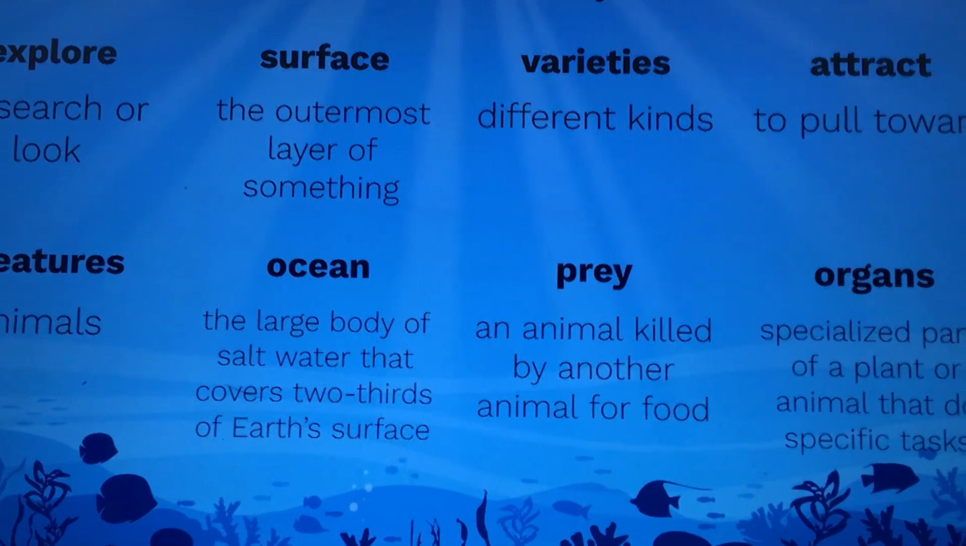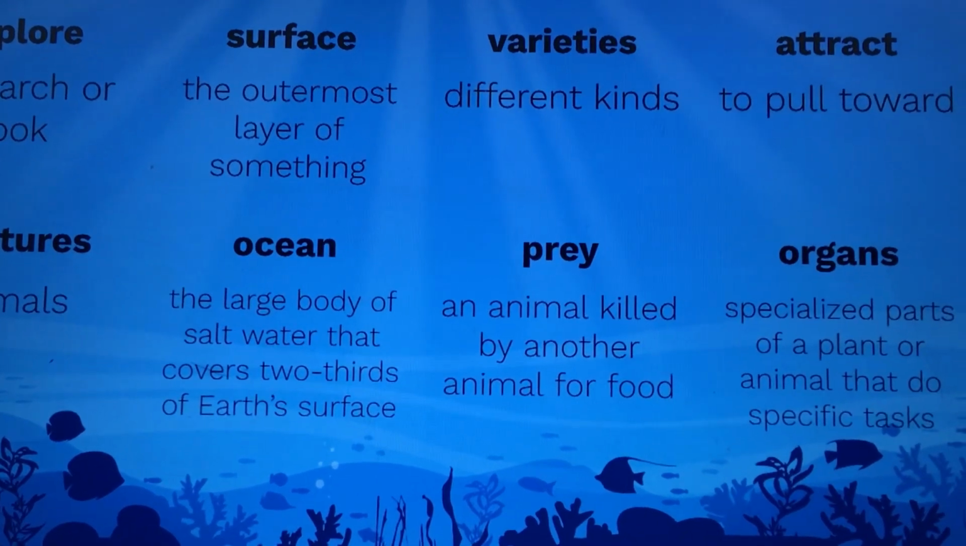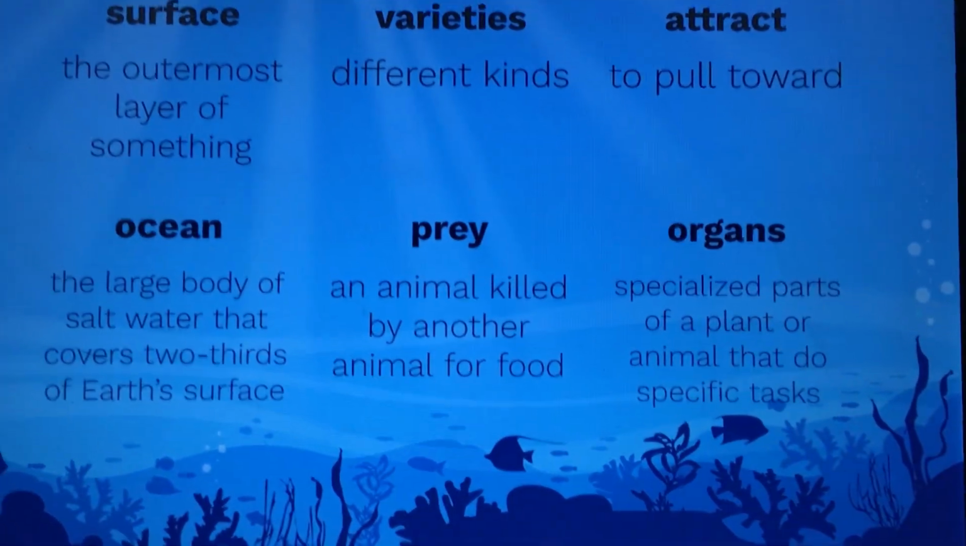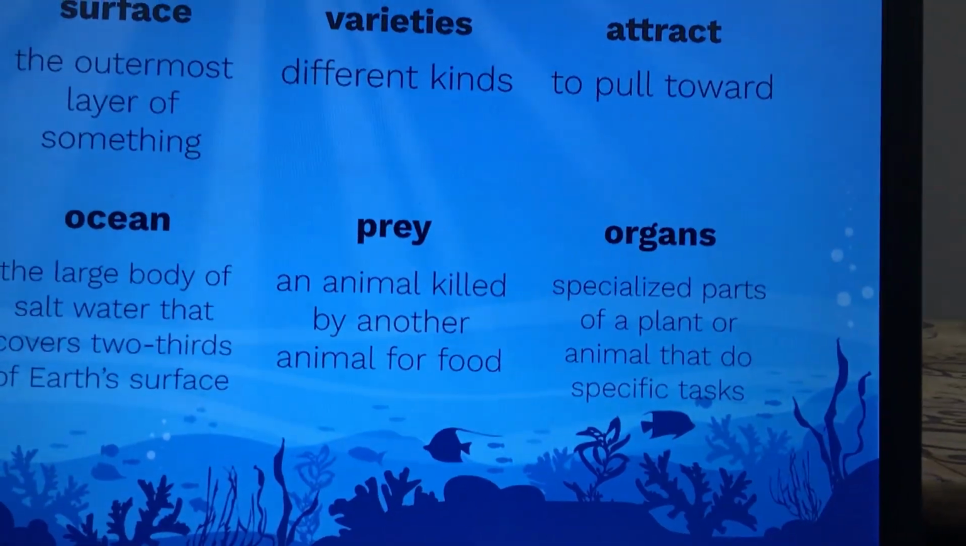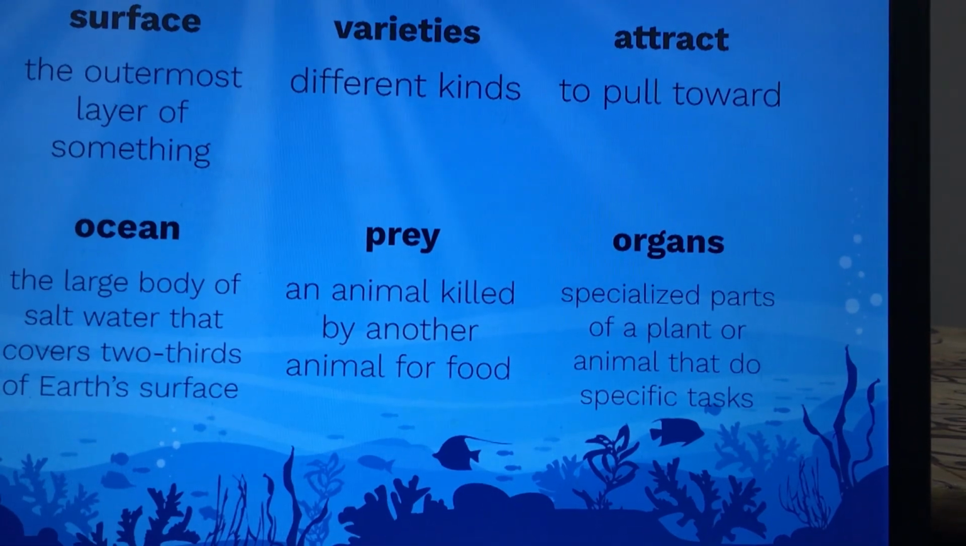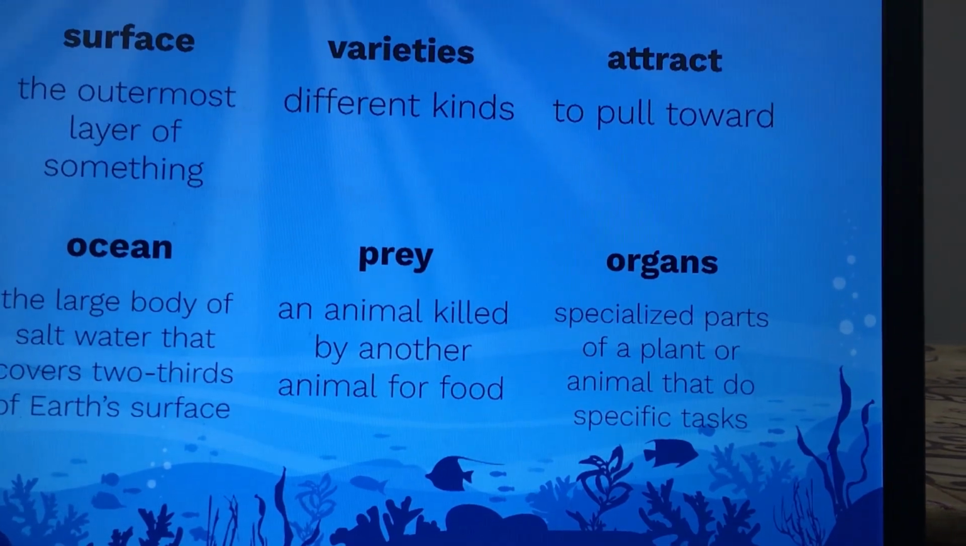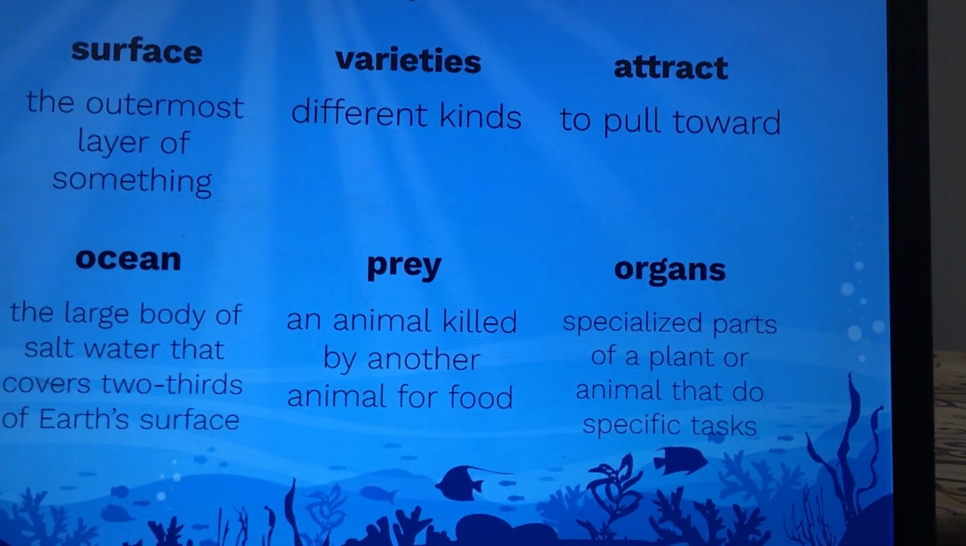Ocean is the large body of salt water. It covers 2/3 of our earth. Prey are animals killed by other animals for food. And then organs are specialized parts of a plant or animal that do specific tasks.